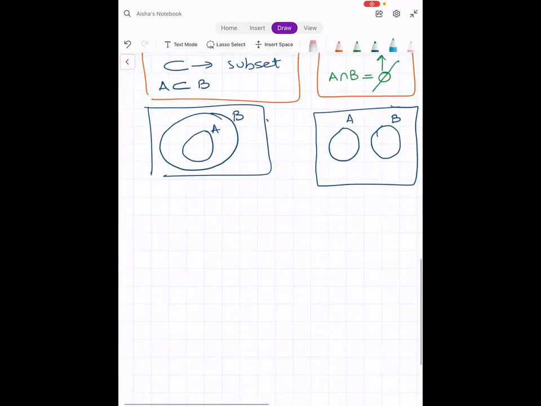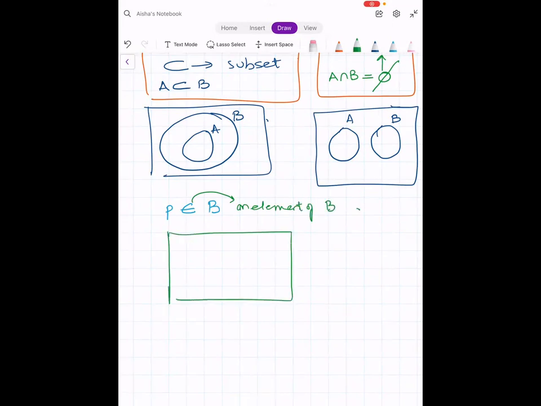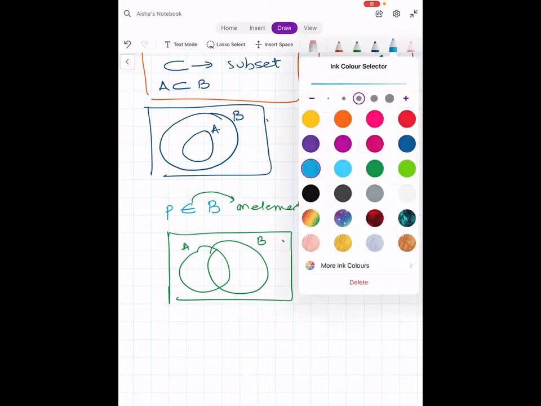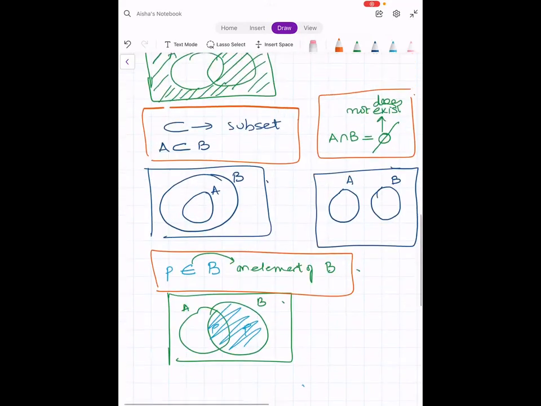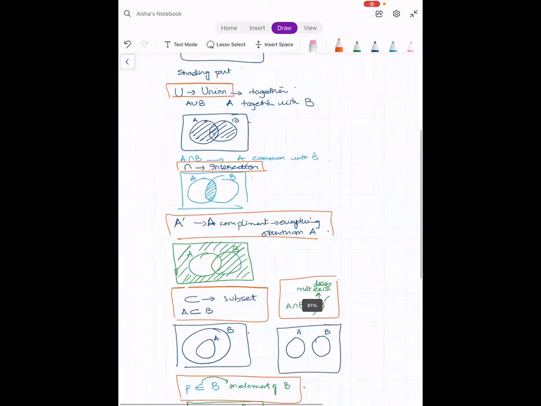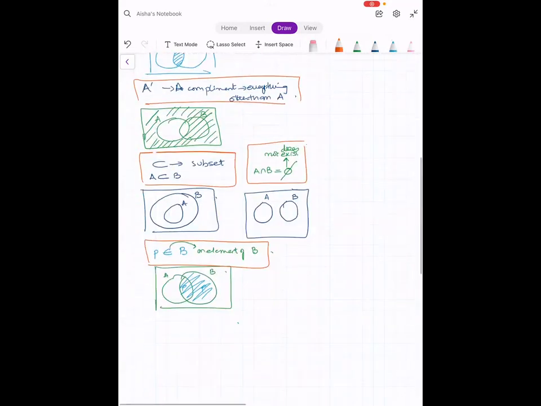Next is P is an element of B. This means P is an element of B. So let's suppose you have the Venn diagram like this. So it means P can be, if I have to shade, somewhere here. It can be here, it can be here, anywhere. So this is what it means. Okay? So we have learned so far 1, 2, 3, 4, 5, 6 set notations.